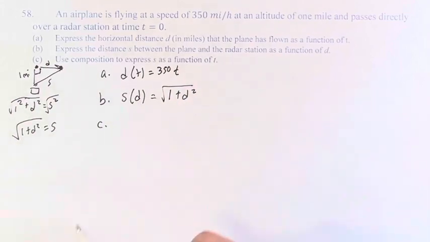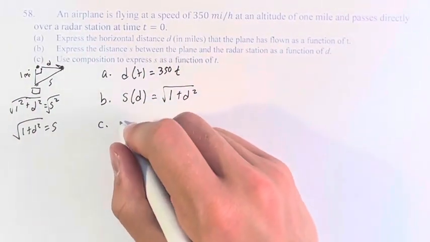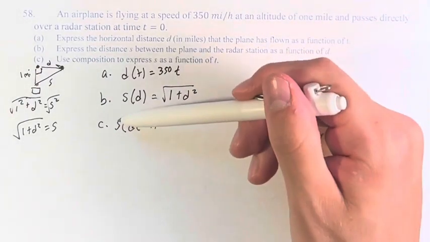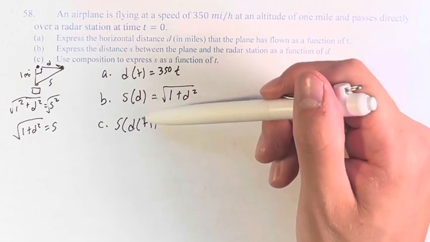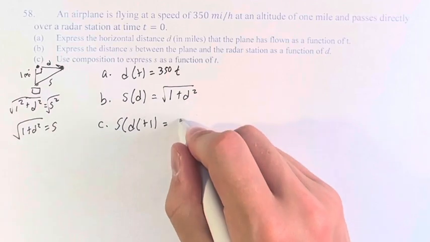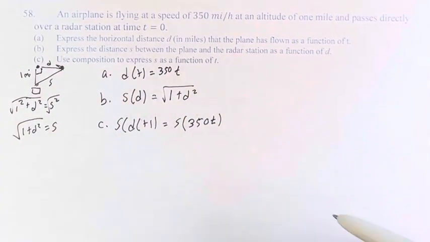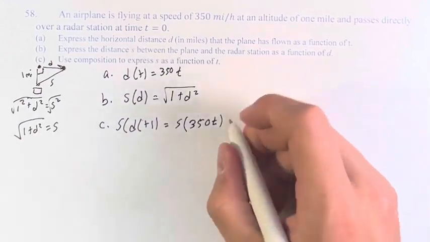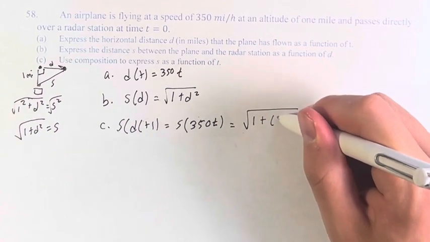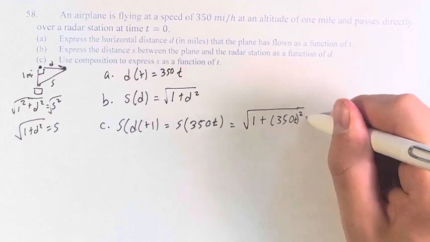Now, in part C, we're asked to use composition to express s as a function of t. So if we're taking s of d of t, this is a composition that is going to give you s, the outermost function, as a function of the innermost variable t. Therefore, we have s of, what is d of t? Well, it's 350t. Therefore, we can plug in 350t into d squared. Therefore, we have 1 plus 350t squared.